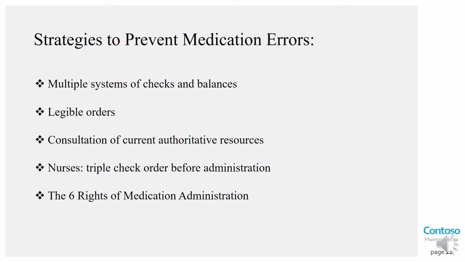The nurse needs to make sure that they are consulting current authoritative resources. So whether that be a drug guide that was published within the last 3 to 5 years, or you are contacting the pharmacist for clarity or any concerns that you have, you need to know where to access these resources. And then, of course, the nurse's triple check of the order before administration, and then using your 6 rights of medication administration every time.